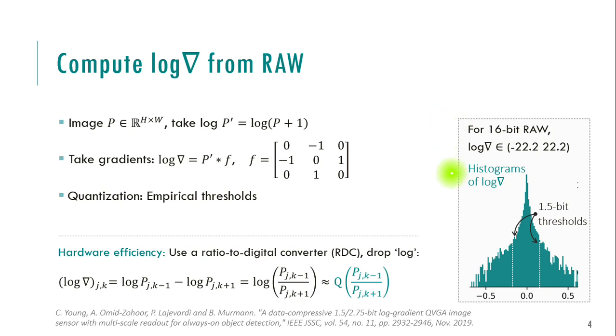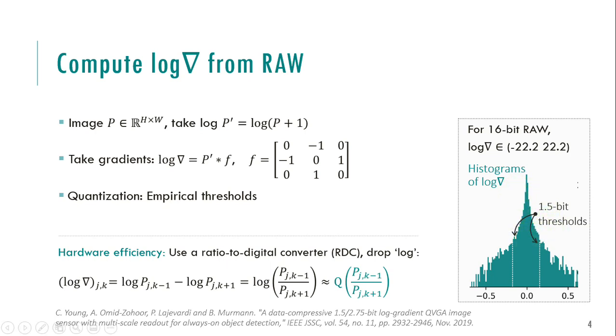I give an example here. If we use a 16-bit raw image, the log gradients will range in about -22 to +22, and then we can just select two symmetric thresholds for 1.5-bit quantization. Here, 1.5-bit quantization corresponds to, as I said, two thresholds.